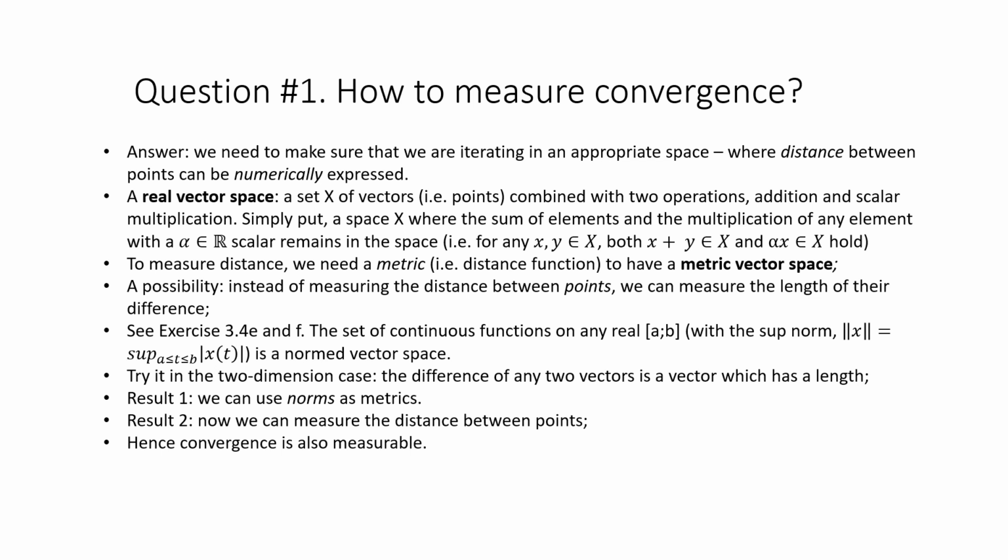So simply put, a space is a real vector space if we have 2 points, any 2 points in the space, and if we add up these 2 points we remain in the space, so we have a sum which is still in the space, and if we multiply a point vector with a real scalar, the result, which is the lengthening of the same vector, remains in the space. So this is a real vector space.